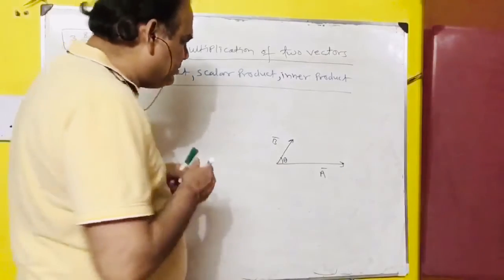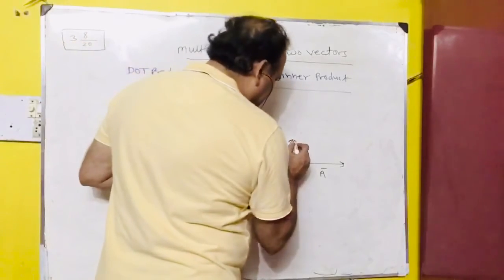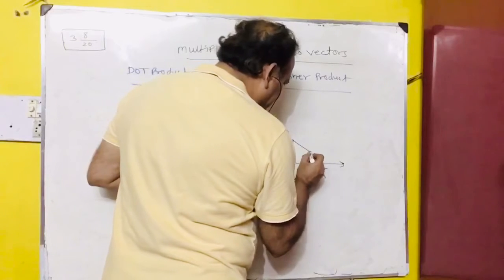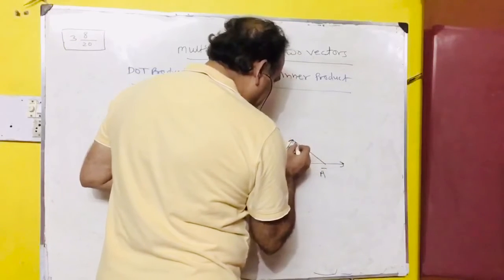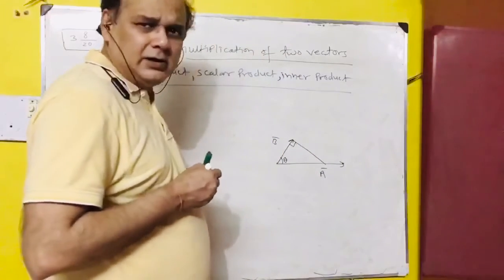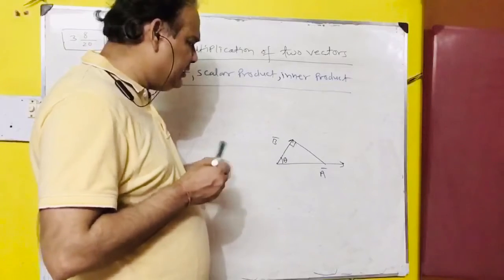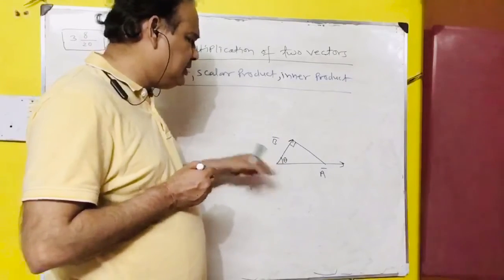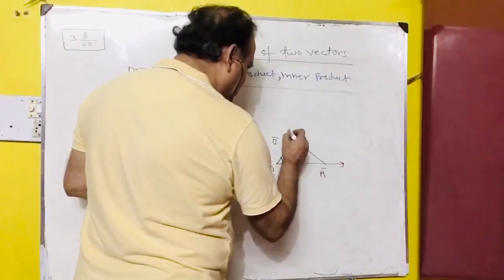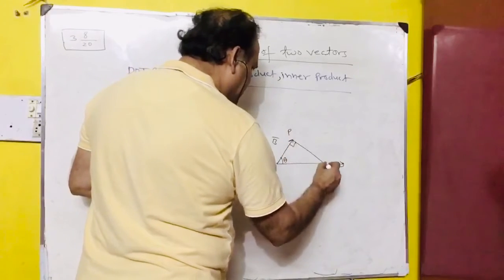So I am dropping a perpendicular here. Correct. Now it is a right angle triangle, and what is this? Theta. So suppose this is O, P and this is M.